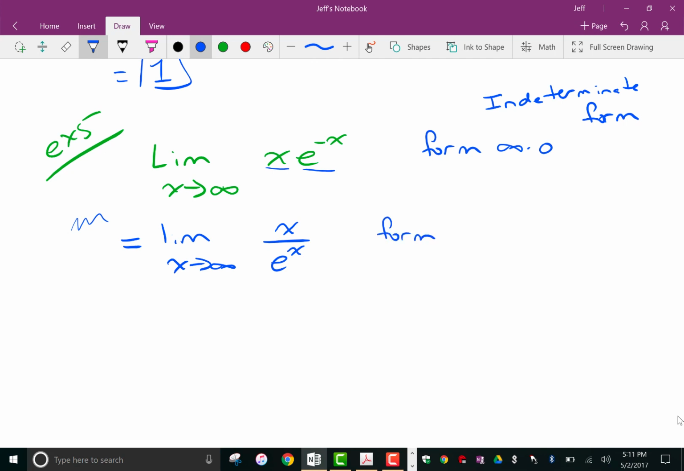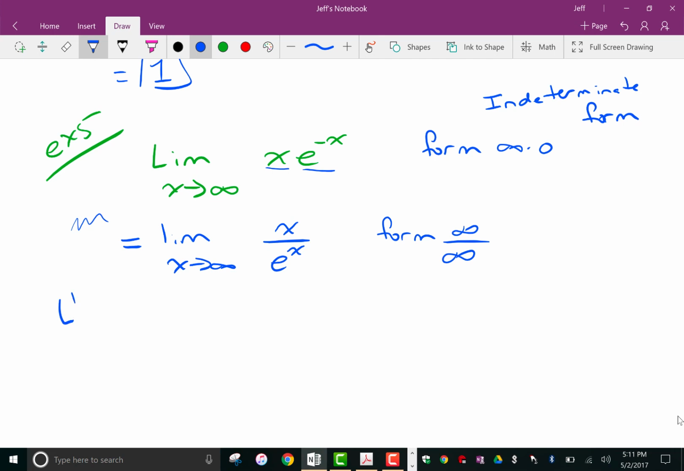And now the form is infinity divided by infinity. L'Hopital's rule is for 0 divided by 0 or infinity divided by infinity. If you have infinity times 0, you can turn it into a form for L'Hopital's rule by moving one of the products down and turning it into either 0 divided by 0 or infinity divided by infinity.